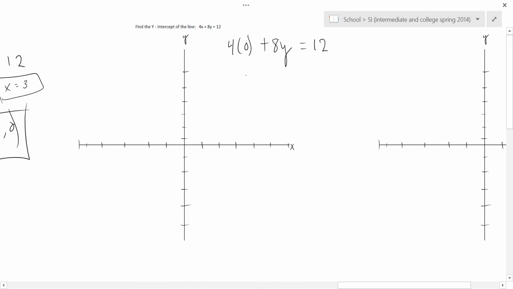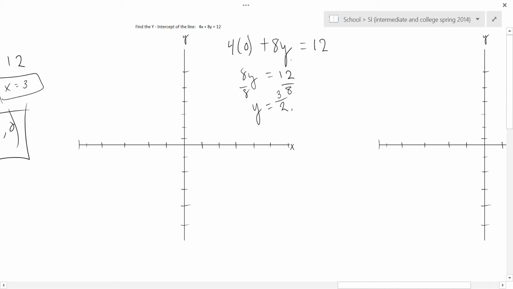Okay, so 4 times 0 is 0, so I've got 8y equals 12. Let's divide both sides by 8, and we wind up with y equals, well, let's go ahead and reduce this. I'm pretty sure I can take a 4 out of both, so I should wind up with 3 over 2.